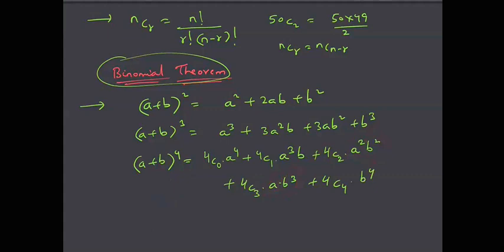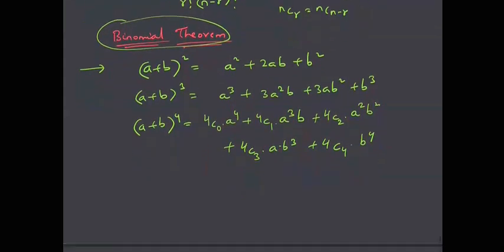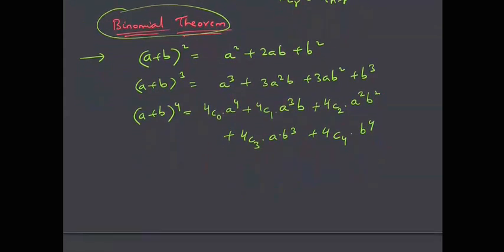So you can see that 4C0, 4C1, 4C2, 4C3, 4C4 is the pattern. We started with a power 4, the highest power of a. In the subsequent terms, the power of a decreases by 1, whereas the power of b increases by 1. Here it was b power 0, then b power 1, b power 2, b power 3, and b power 4. And the power of a continuously decreases by 1, down to a power 0. So this is how we expand (a plus b) whole power 4.